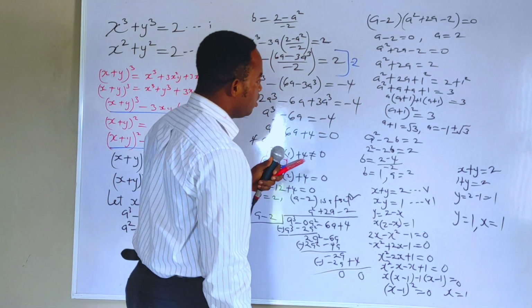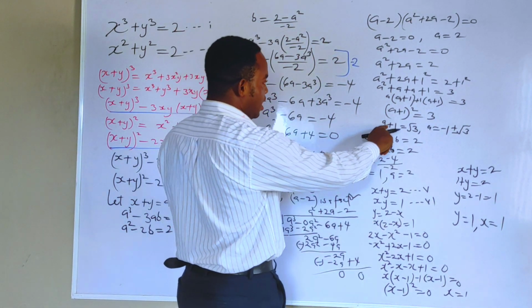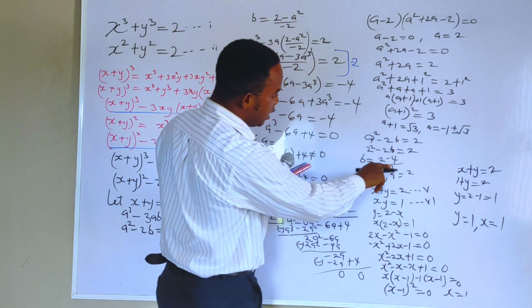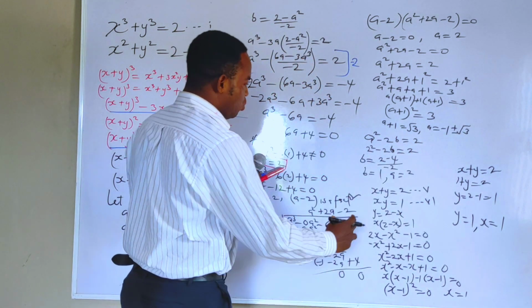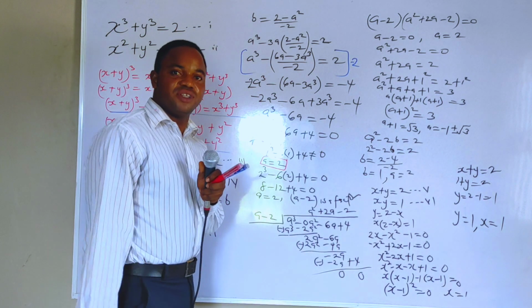Well, you can go on and try for the value of b when a is equal to negative 1 plus or minus the square root of 3. So then you go on and obtain all the possible solutions for the problem.